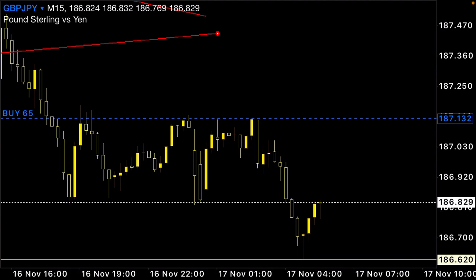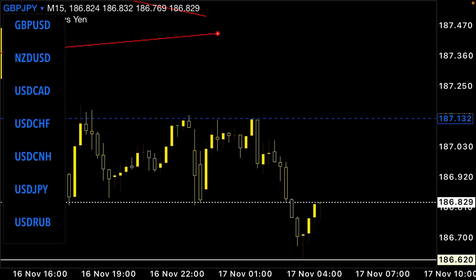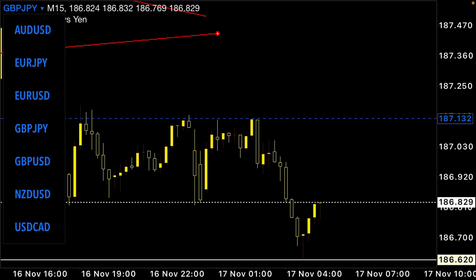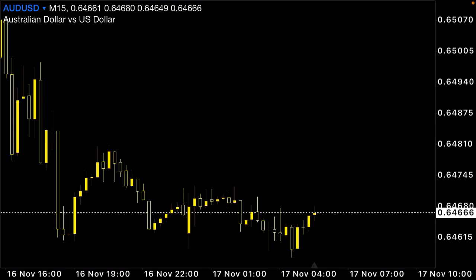And then hit up here in the left-hand corner where it says the blue GBP JPY. That stands for Great British Pound Japanese Yen. So if I tap on that, there's some other currencies here that I can look at the charts. Like the top one is Australian dollar. So I can tap that, and then it shows the Australian dollar.